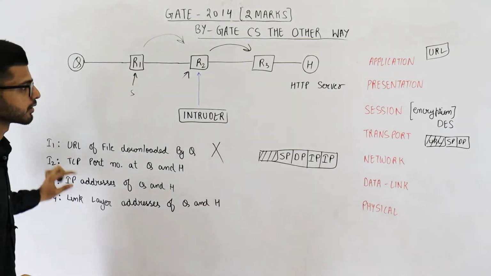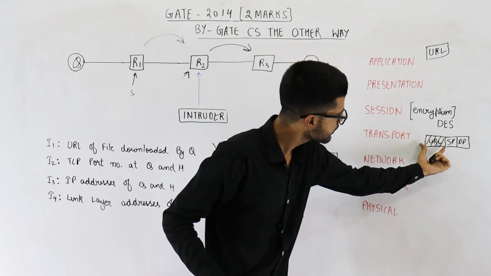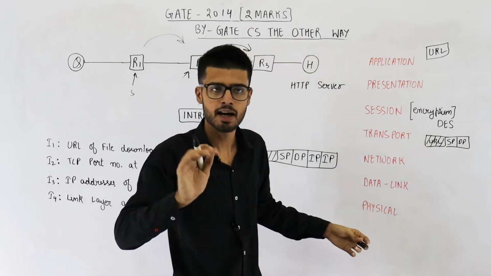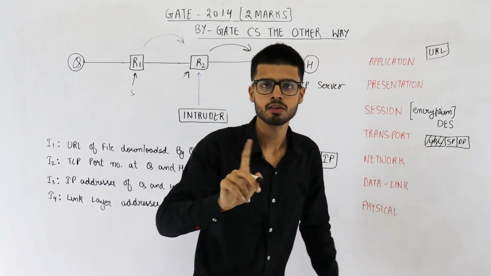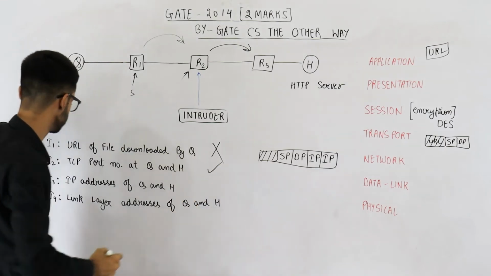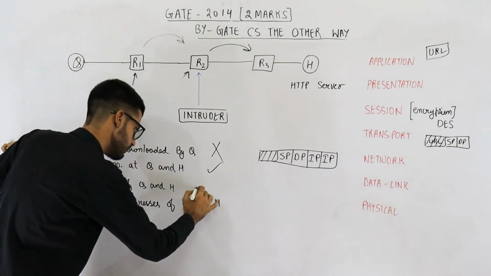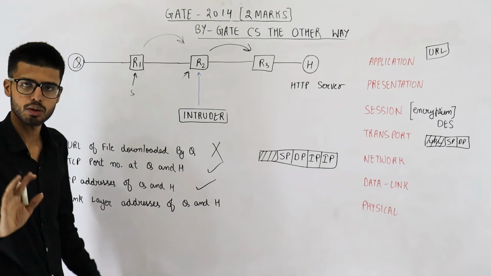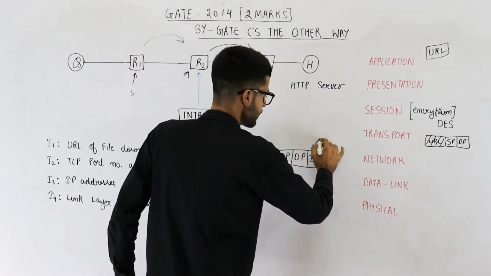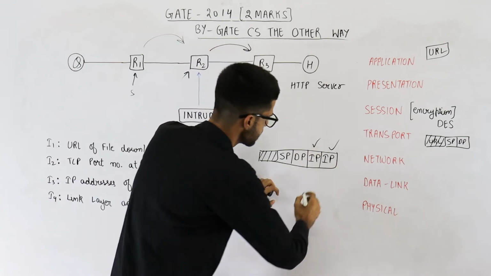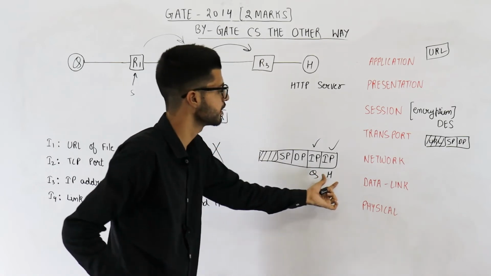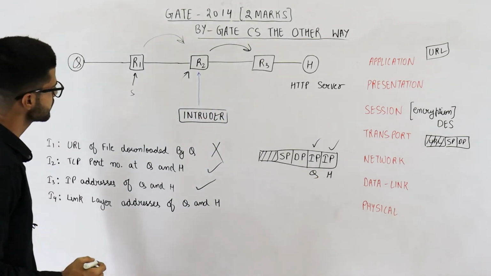TCP port number. See, only this part is encrypted. Whatever was given to session layer by application layer, that is encrypted. Port numbers are not encrypted. So I2 will be visible. IP addresses will be visible. IP addresses of Q and H will be visible because this network layer packet has these IP addresses. This is IP address of Q. This one will be IP address of H. Source IP, destination IP.